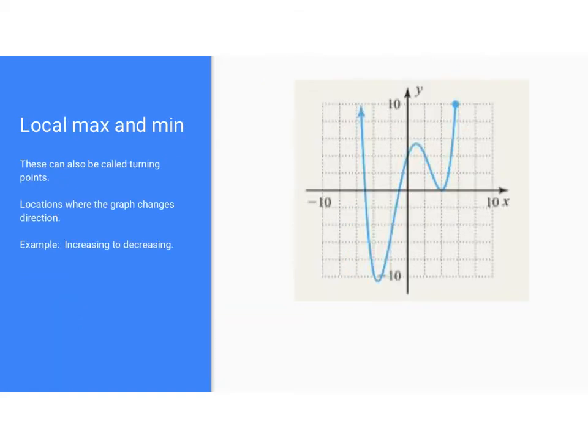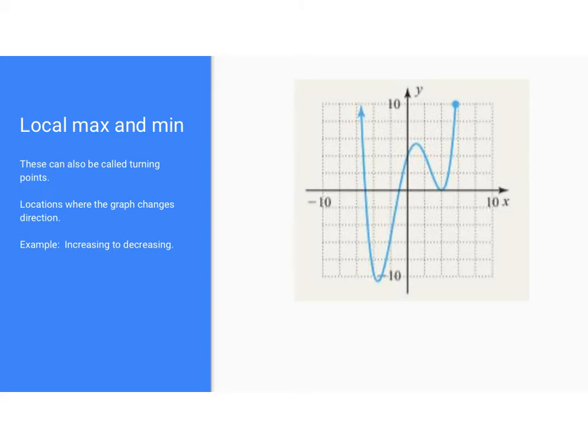The next thing we want to talk about is the local minimums and maximums. We can also call these turning points, and the turning points relate to the overall power of the function, which we'll describe later on in this chapter. We're looking for the locations where those graphs change direction. Again, we've also called those vertices in the past.